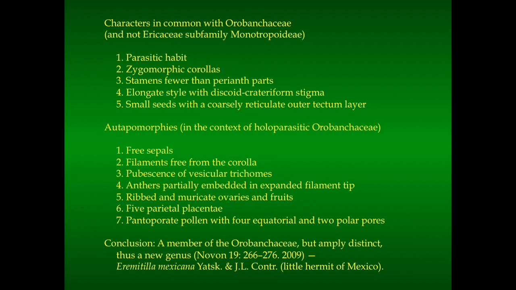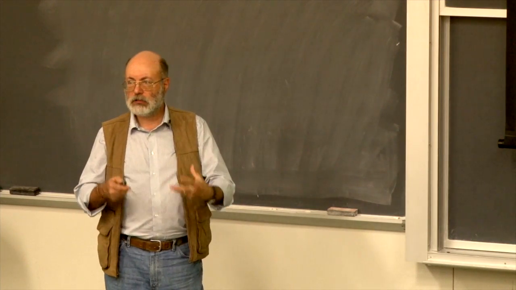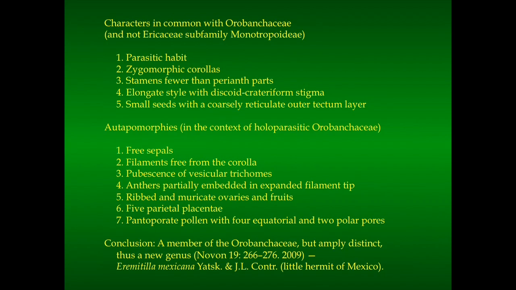Within the Orobanchaceae, though, we found that it had all these characters that no other members of that family possess. The free sepals instead of the sepals fused into a cup. Filaments free from the corolla as opposed to being fused to the inside of the petals. Pubescence of these weird bladder-like hairs, these orange hairs that are on the outside of the flowers. Anthers in which the stamens have the anthers that are partially embedded in the filament. They're actually sunken in as opposed to being a separate structure, which affects how insects can gather pollen from these plants. Ribbed and warty ovaries and fruits, which are not found anywhere else in that family.